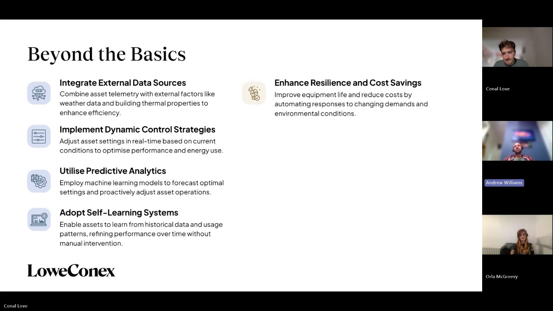So we can actually respond in real time based on current conditions to optimize performance and usage. And that might mean that we have different set points, or a range of set points, that we might want to implement depending on what the external conditions are doing. Then we can go a bit deeper and start to understand trends and patterns using AI and machine learning. So we can, for instance, use digital twins to forecast optimal settings and proactively adjust asset operations.